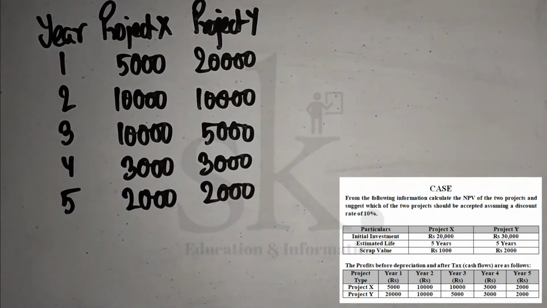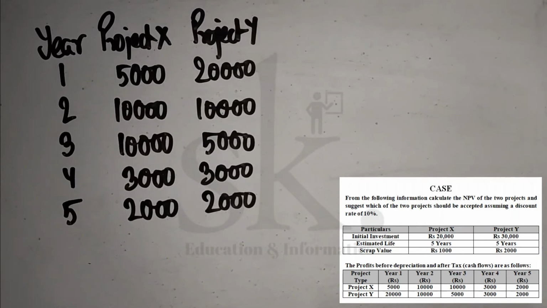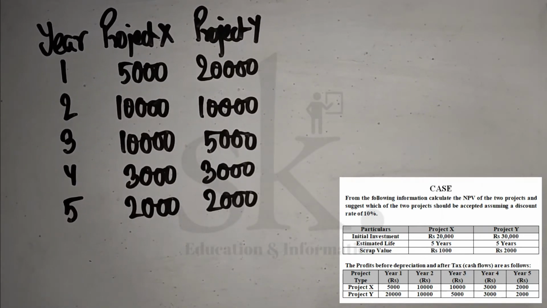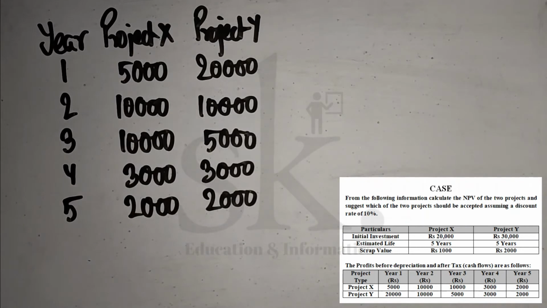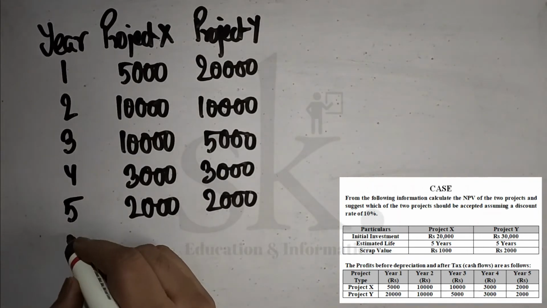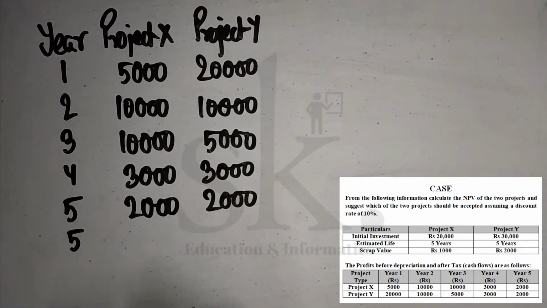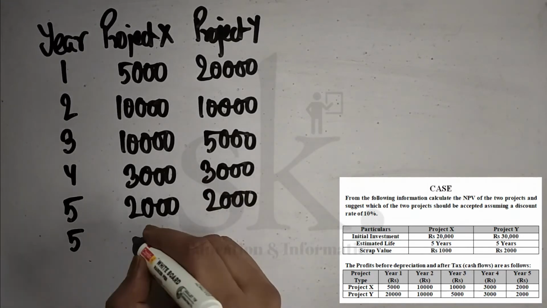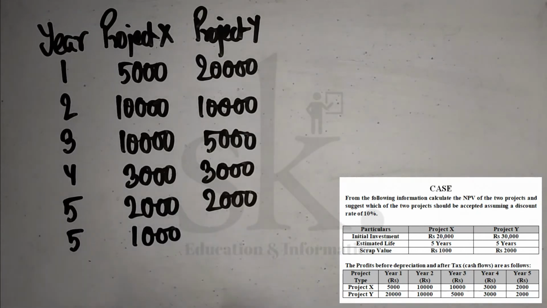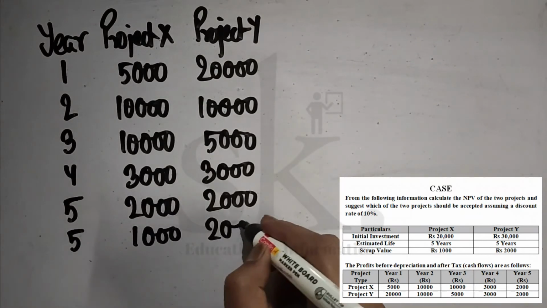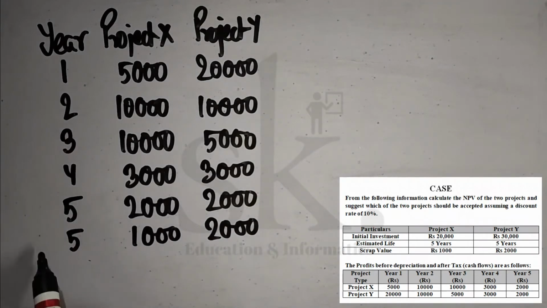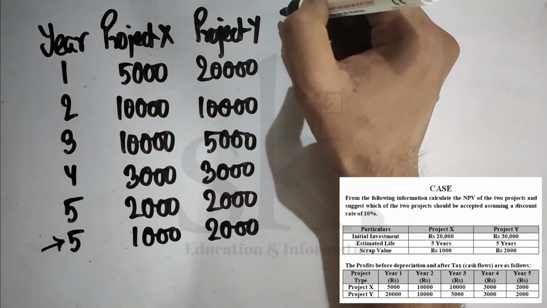Now, the important point is that we have to understand that the scrap value, or the salvage value, which we are going to receive for project X is 1,000 and for project Y is 2,000. We are receiving it at the end of the 5th year. So at the end of the 5th year, we again require to take the salvage value, which is 1,000 rupees for project X and 2,000 rupees for project Y. We require to add this in the problem, because the scrap value you are receiving after 5 years. Now we are aware of how we calculate the discounting factor.